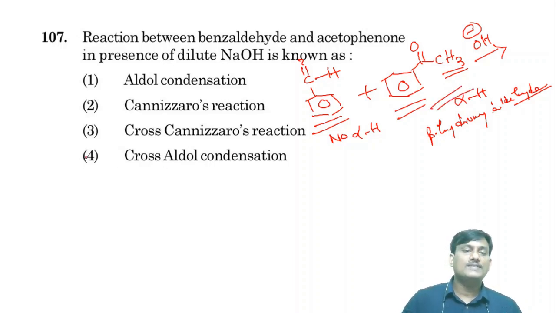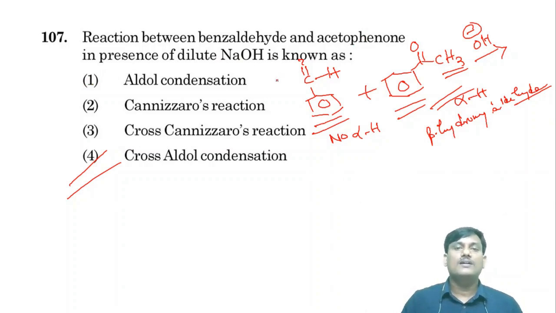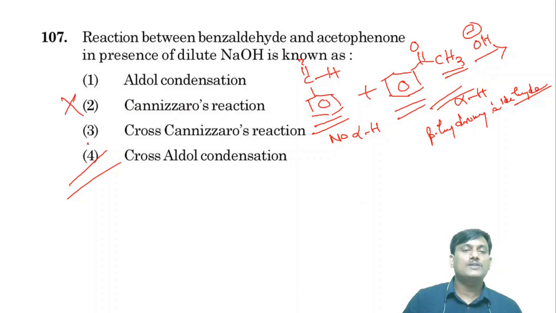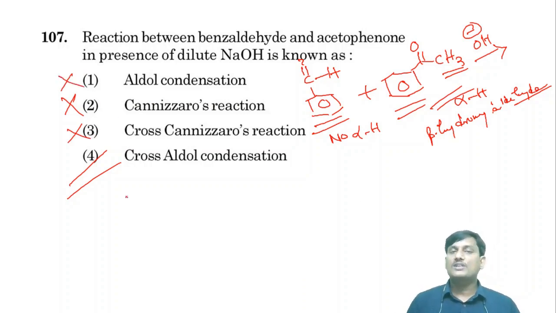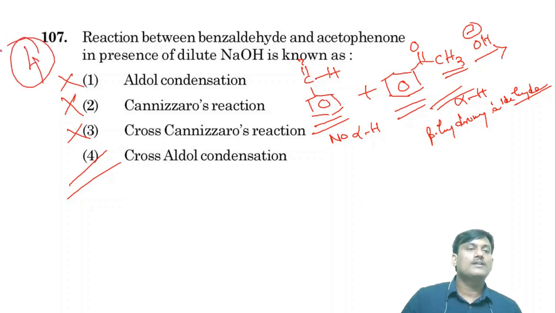So finally, what is the answer? Cross-aldol condensation. Aldol condensation means the same molecule. You have to take 2 moles of the same compound, then the answer would be aldol condensation. Cannizzaro reaction needs no alpha hydrogen. The two molecules should not have any alpha hydrogen. In this case, one molecule has alpha hydrogen, so there is no possibility of Cannizzaro reaction and also cross Cannizzaro reaction. Here, two different molecules are participating. That's why it is not aldol condensation. It's a cross aldol condensation. What is the answer? Fourth one is the answer.